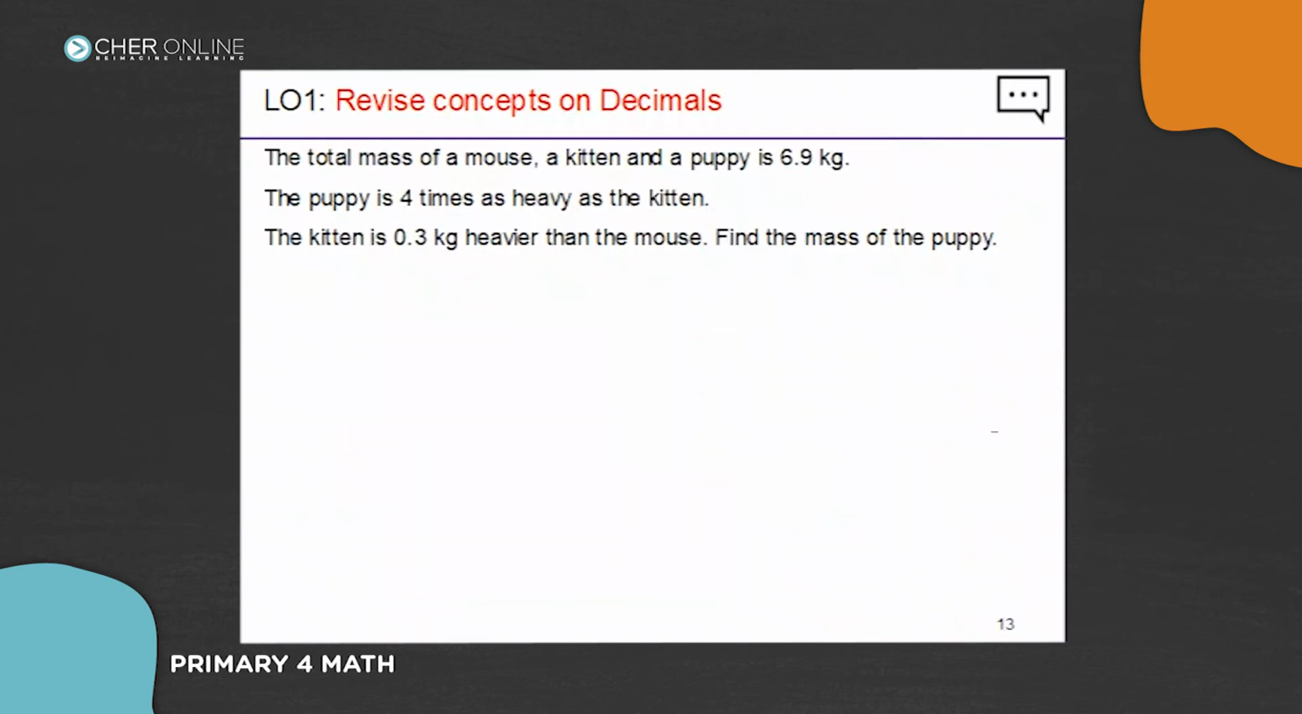More questions on decimal. This one I'll let you try. The total mass of a mouse, a kitten, and a puppy is 6.9 kg. The puppy is 4 times as heavy as a kitten.